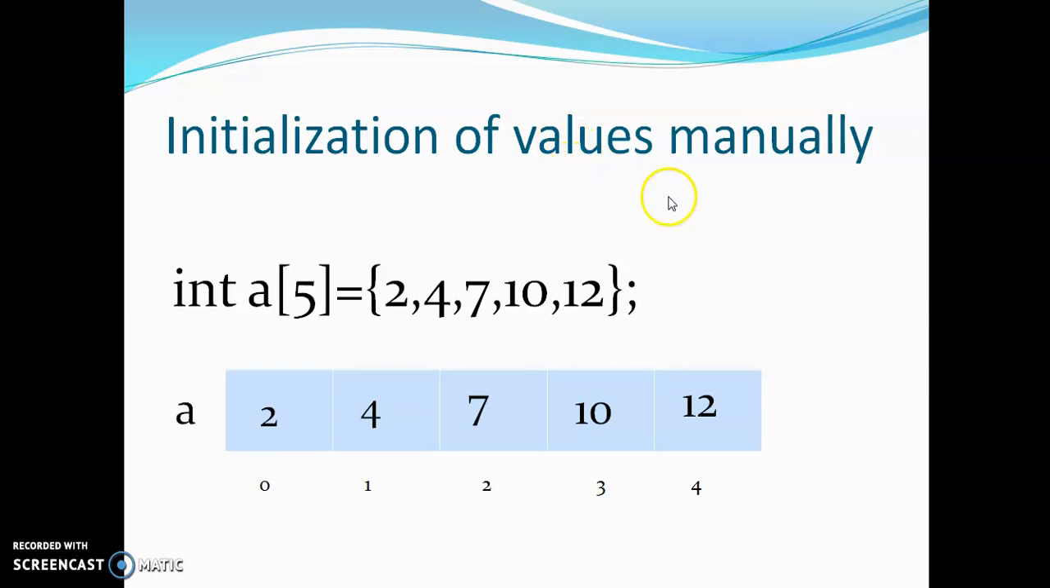Initialization of values manually. Considering the array name A with size 5, we can write like this. In the flower bracket, specify the data values you want to enter inside the array. So 2 will be stored in the 0th index, 4 in the first index, 7 in the second index, 10 in the third index and 12 in the fourth index. This is initialization of values manually.